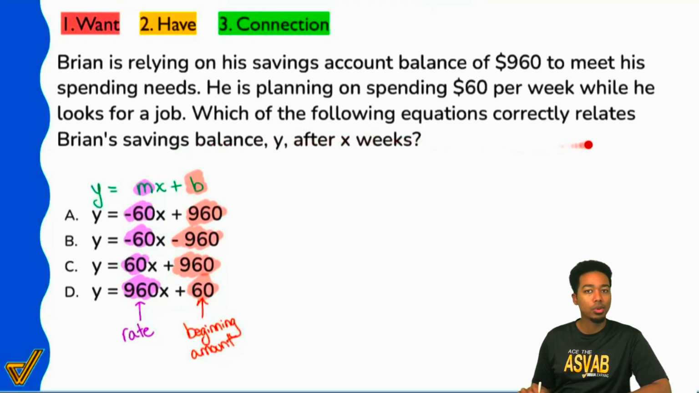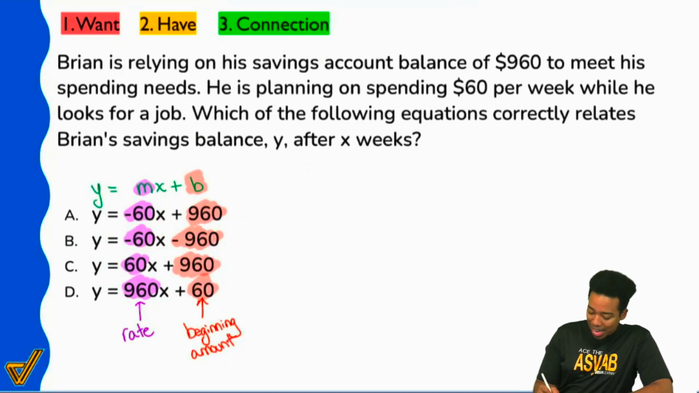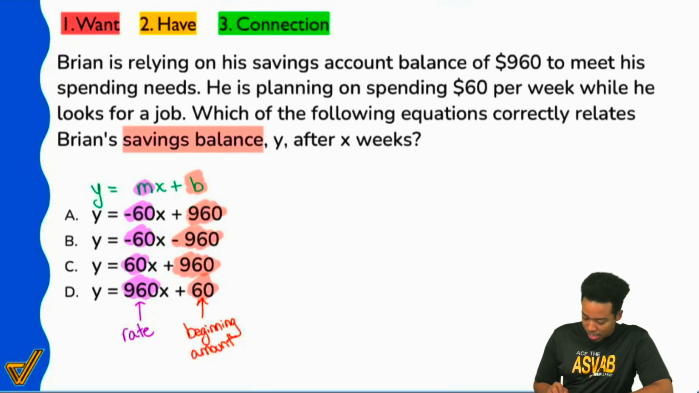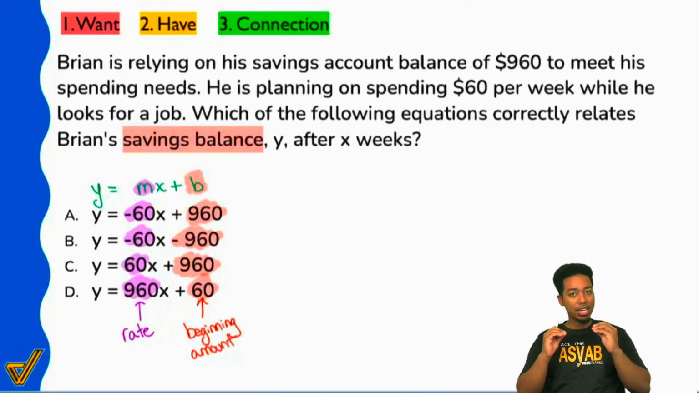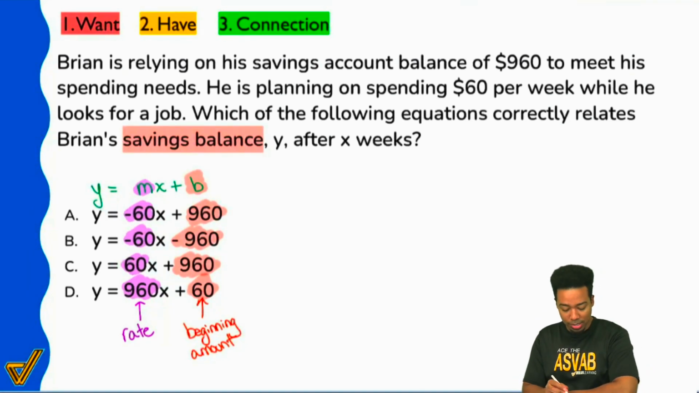Hey, which of the following equations relates Brian's savings balance? Y, again, y means his savings balance, and x means the number of weeks that pass by. So I'm going to highlight something, and this is going to come into play later on, right there. What we are talking about is Brian's savings balance. Here we go. Let's read the context.